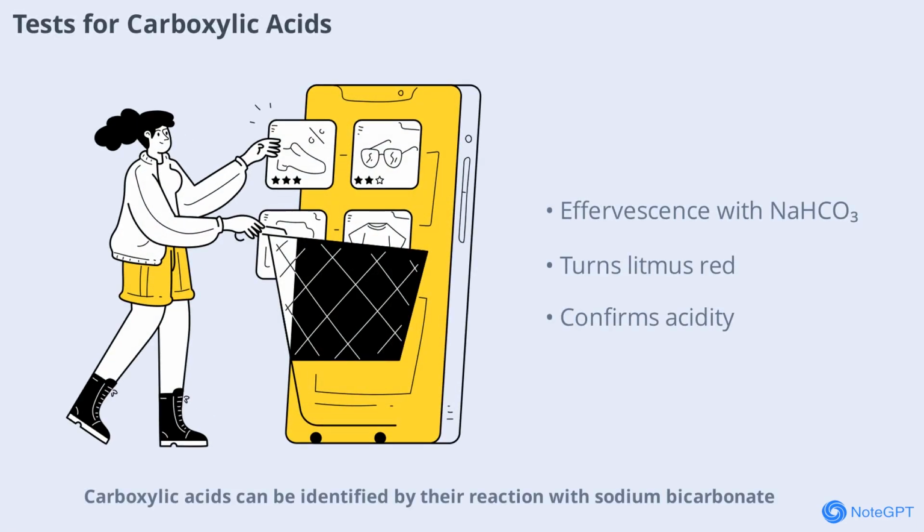Carboxylic acids can be identified by their reaction with sodium bicarbonate, which produces carbon dioxide gas. This effervescence is a clear indication of the acidic nature of the compound. Carboxylic acids also turn blue litmus paper red, confirming their acidity. These simple tests are widely used in laboratories to identify carboxylic acids.